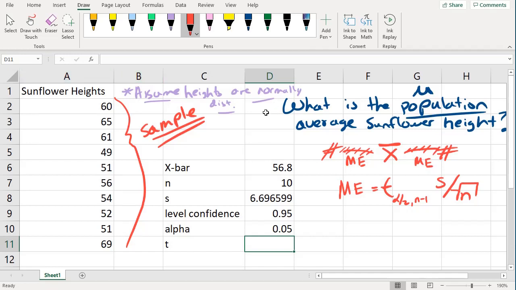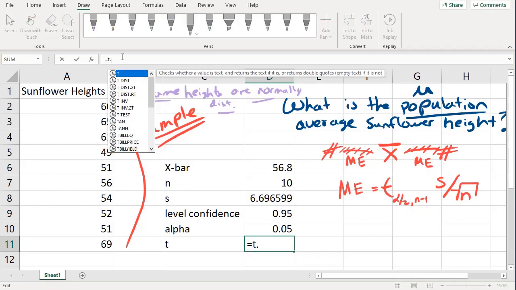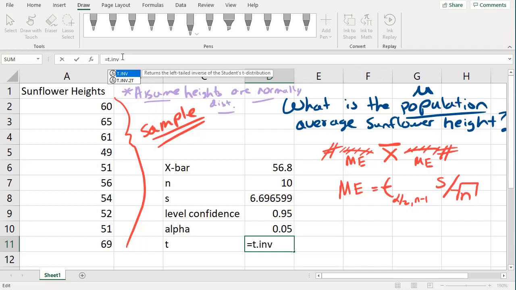Okay, those two things. All right, so to find this t, I'm going to press enter, and then T.INV.2T. Okay, then there's this .2T option. That's what I want. T.INV.2T. Okay, then I'm going to open parentheses. Okay, the dialog box is showing up here. Actually, I want it to be showing up down here. There you go. Okay, so just move my cursor. This little formula box matches this formula box down here.